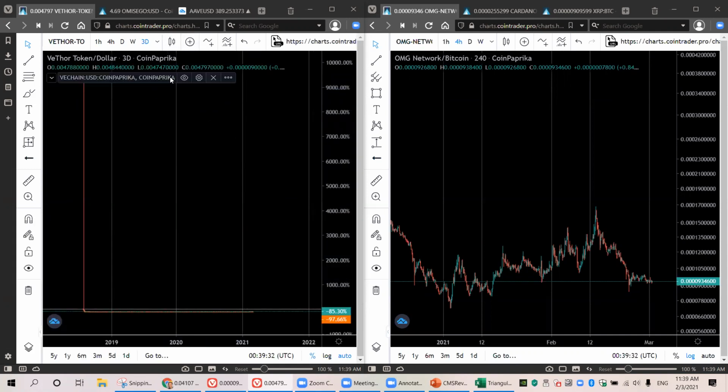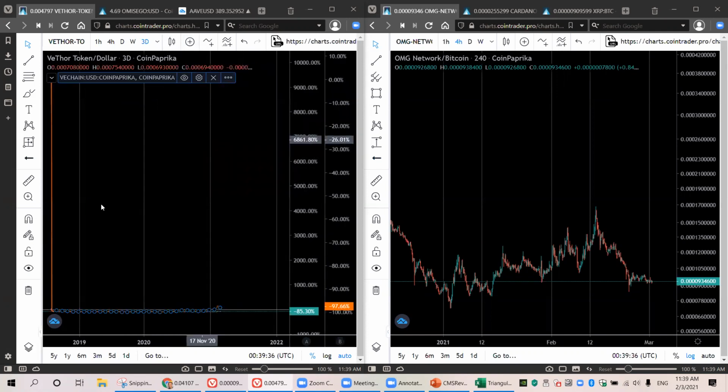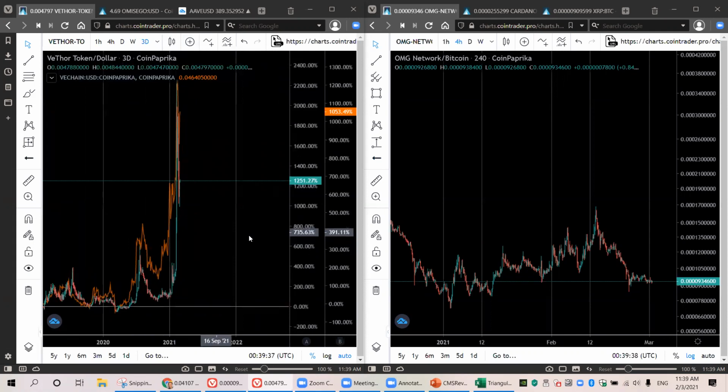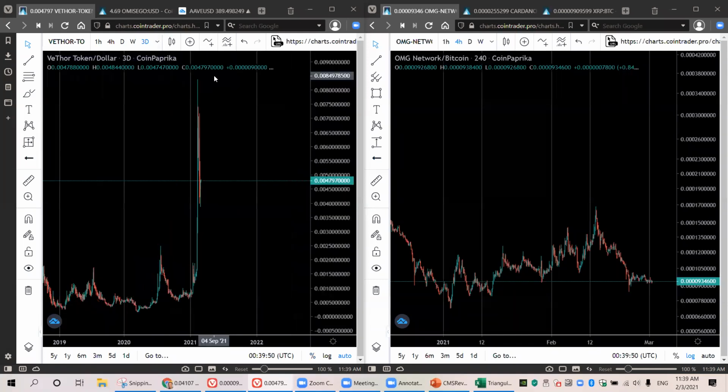Did it drop because of the native token? You can see it correlates very well with the native token. So yeah, just hold on to it. It should be fine.